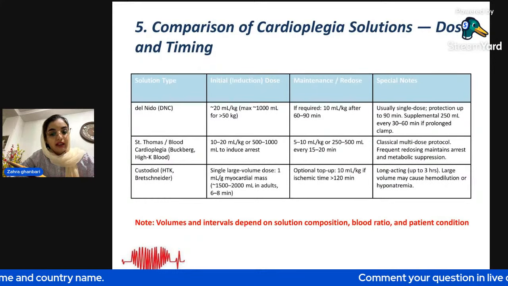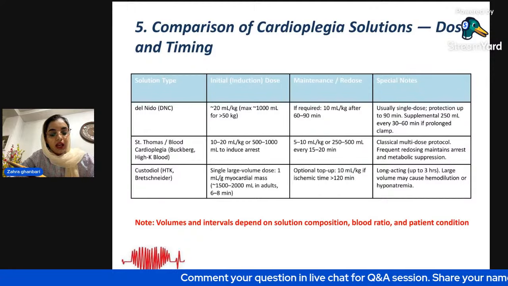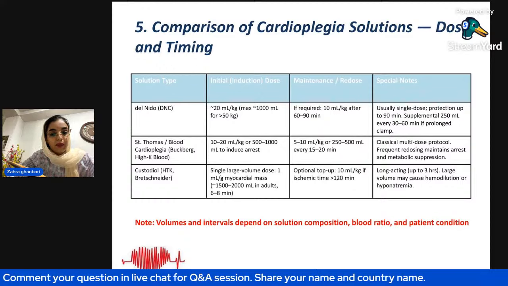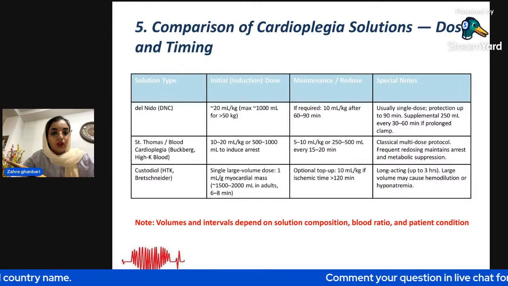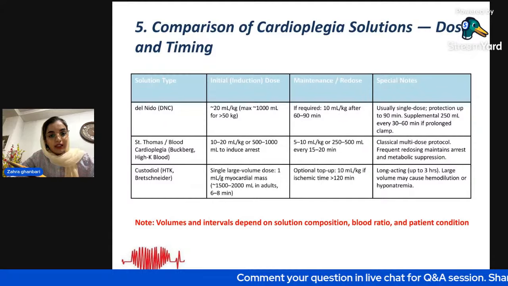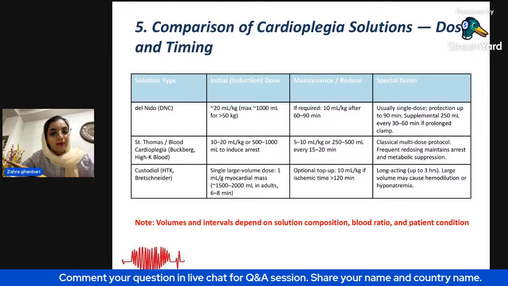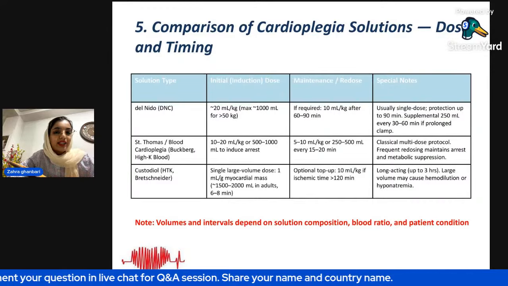For a child, the dose of HTK is 25 to 30 milliliters per kilogram, and for an infant it is 30 to 40 milliliters per kilogram. The redose of HTK is around 500 milliliters. As I said, volume and intervals depend on solution composition, blood ratio, and patient condition. So go to the next slide, please.